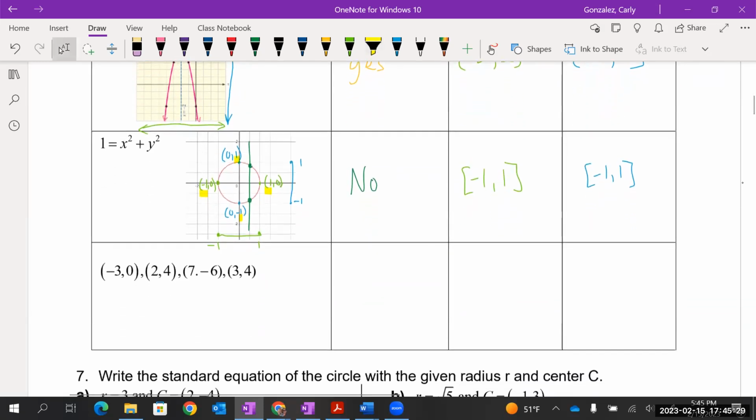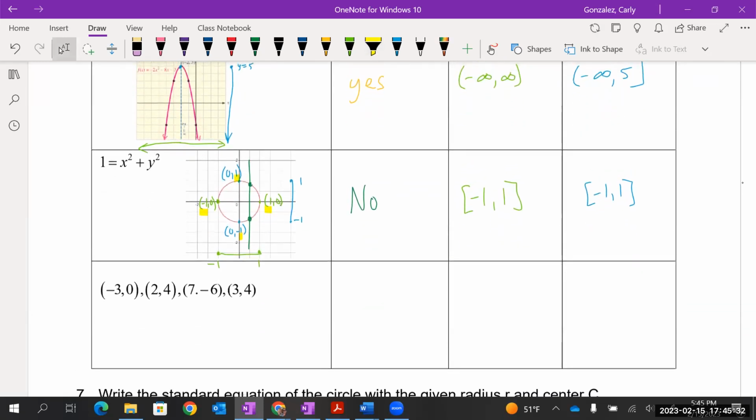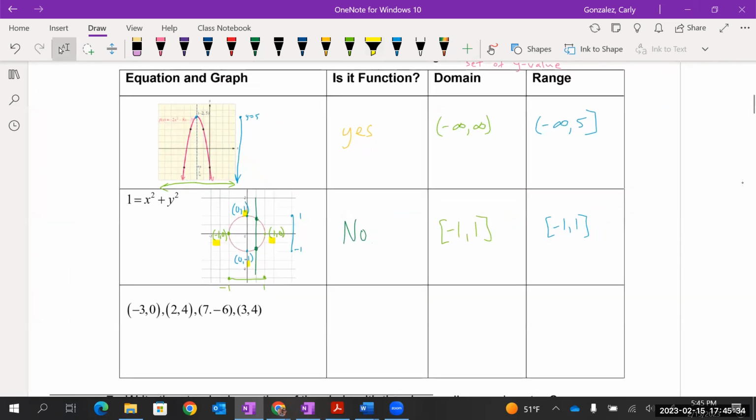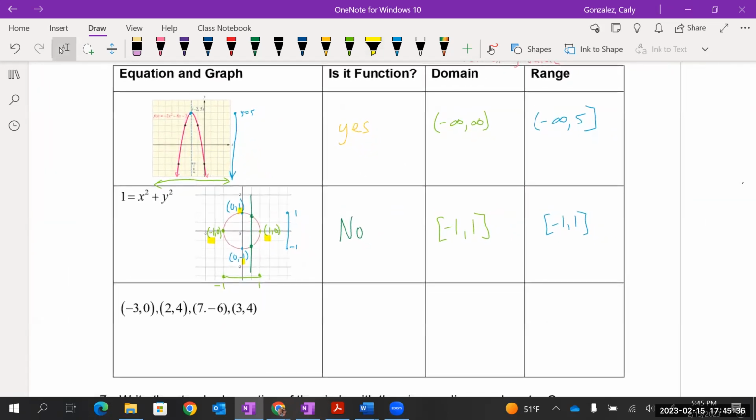All right, last but not least on this type. So again, is it a function? Now, if I just have a list of coordinates, one option would be to graph them and use that vertical line test. Another is just to ensure that none of my x values repeat. So here, negative 3, 2, 7, and 3, all of those are unique. So therefore, each x value is paired with exactly one y value. So yes, it is a function.